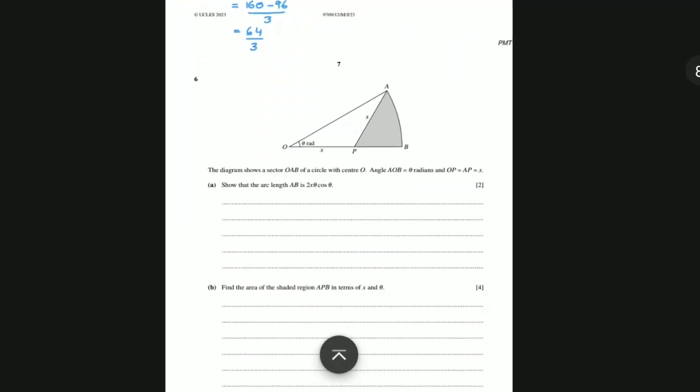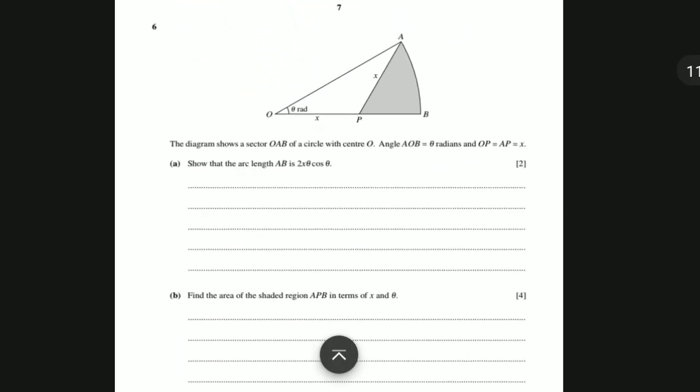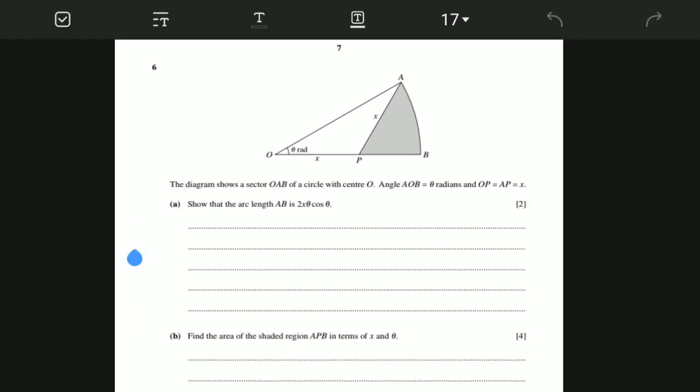Okay, so now question 6. The diagram shows a sector OAB of a circle with center O. Angle AOB is equal to theta radians and OP is equal to AP. That is, this x is equal to this x. Show that the arc length AB is 2x theta cos theta.